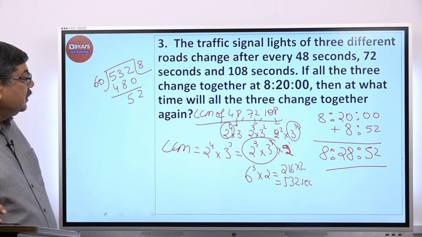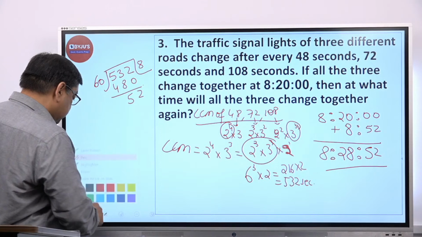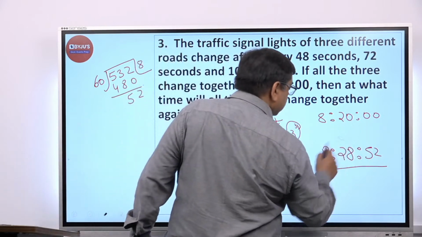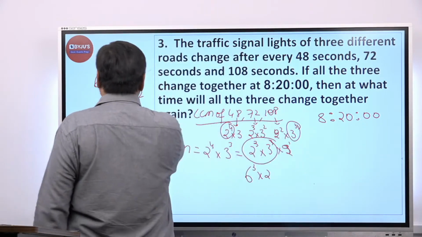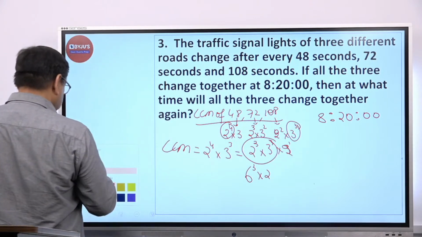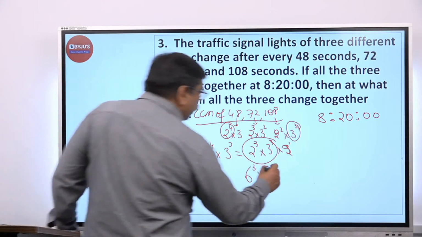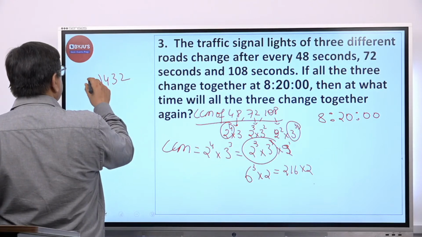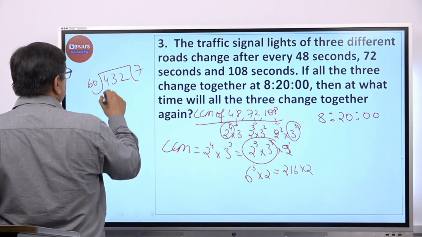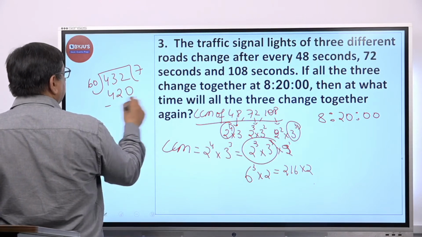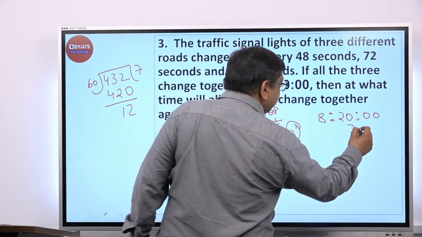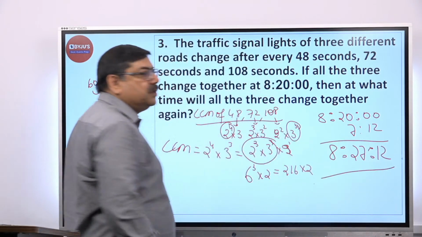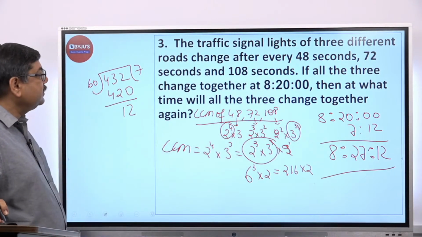Okay. Sorry, my fault. I'll just correct myself before you say something. Just a minute. So we get a 216 into 2. All right, that is 432 actually, not 532. So that I divide by 60, goes by 7. All right, right. So 420 and you get a 12 here. So this is 7 and 12. So next time they will change at 8:27 and 12, right? Okay, happens. Never mind.